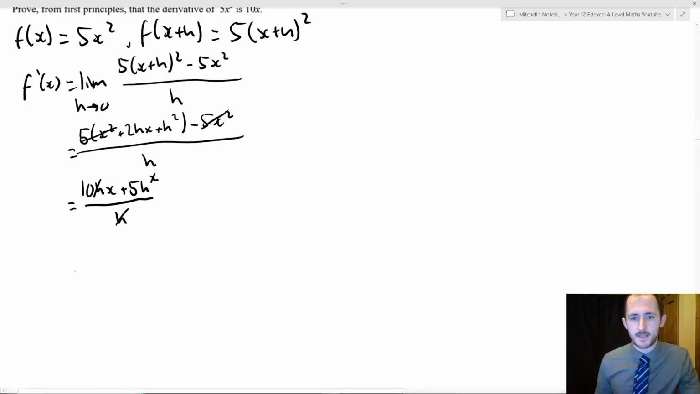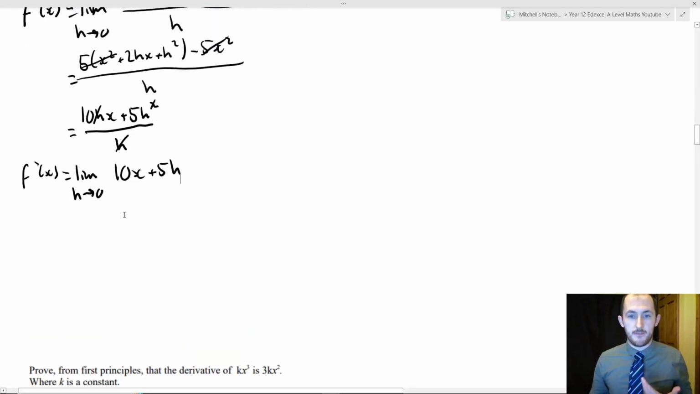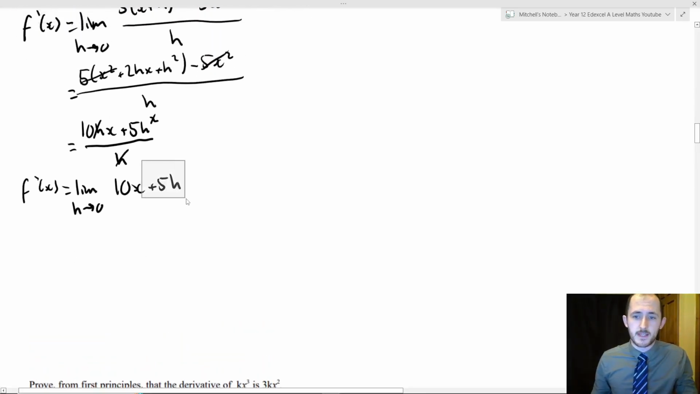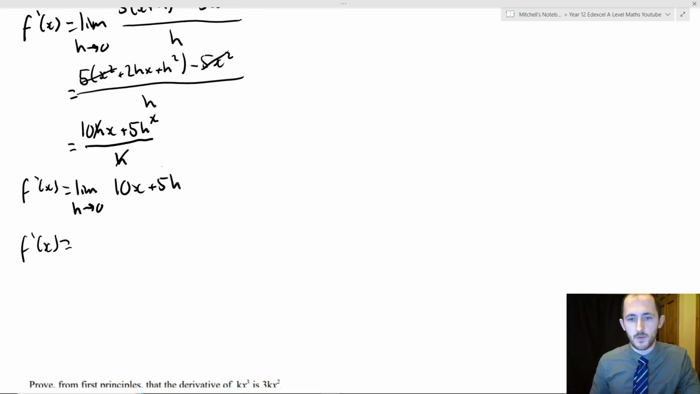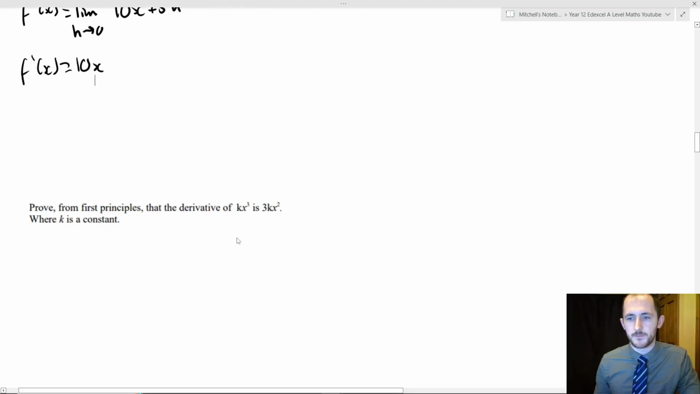But in this case, we just have f prime of x is going to now equal the limit as h tends to 0 of 10x plus 5h. So again, if I imagine that h is becoming 0, this term here is going to get smaller and smaller and smaller, while this term isn't going to change at all. Which means, as h approaches 0, we can say that this thing goes away, so that means f prime of x is simply equal to 10x, which once again is what they've asked me to show.